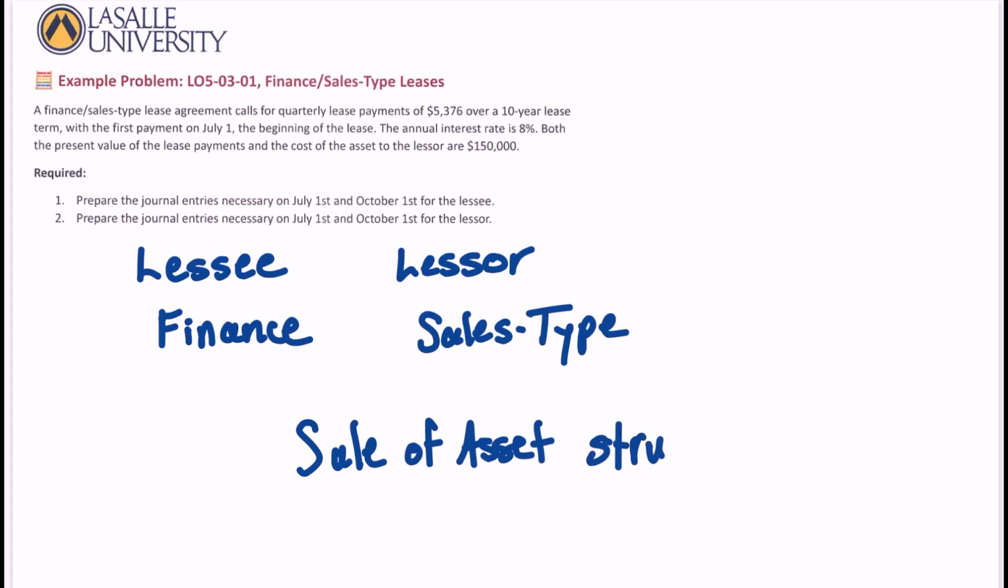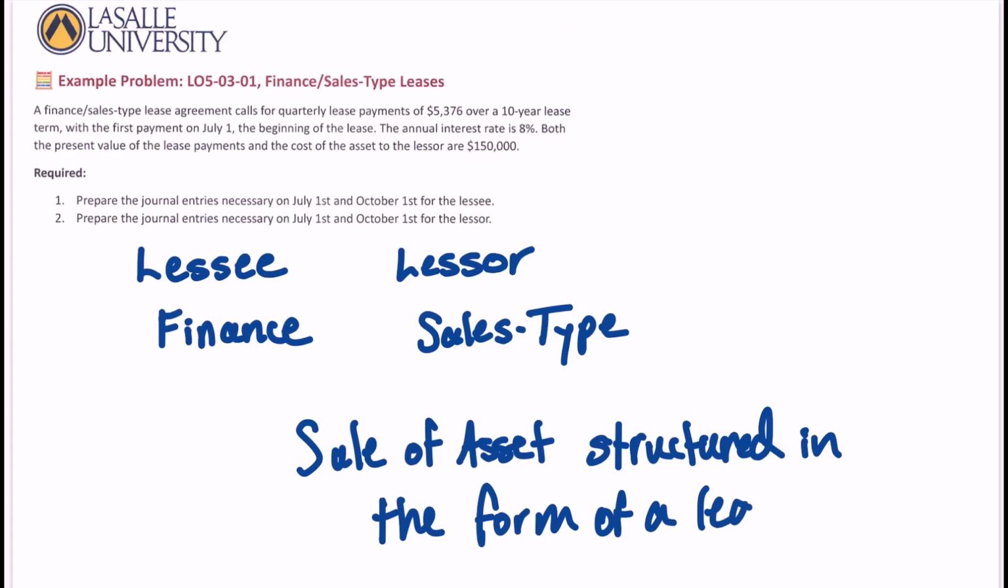that is structured in the form of a lease. Okay? So in substance, it's a sale of an asset, but it's being structured in the form of a lease. And if this is true, the accounting that we need to perform needs to consider the substance rather than the form of the lease. So we want to account for this as if it were a sale, even though the legal documentation, the agreement here, is written as if this were a lease.